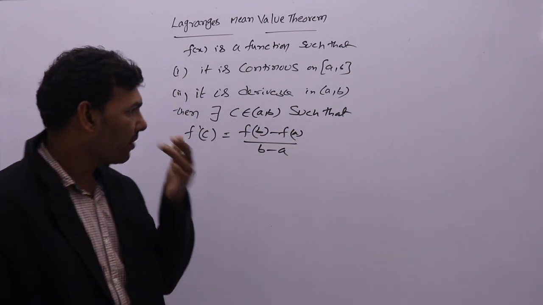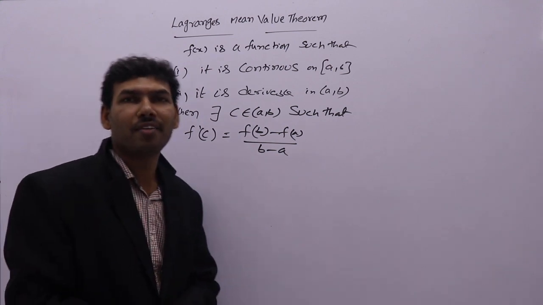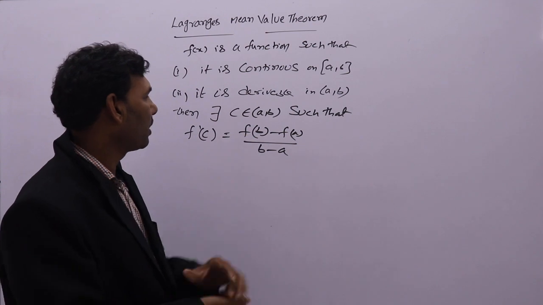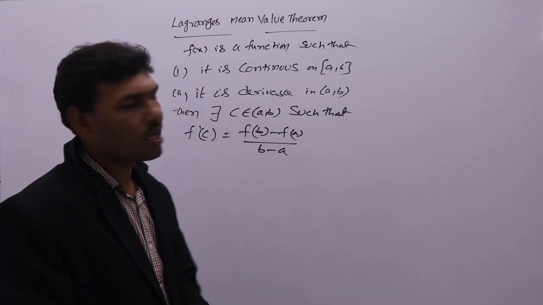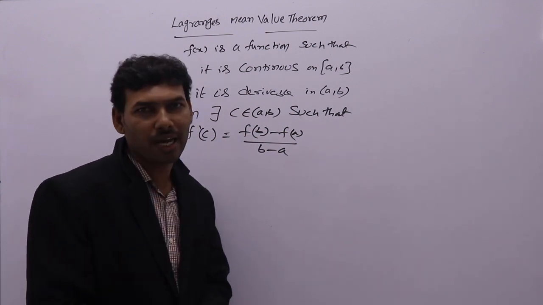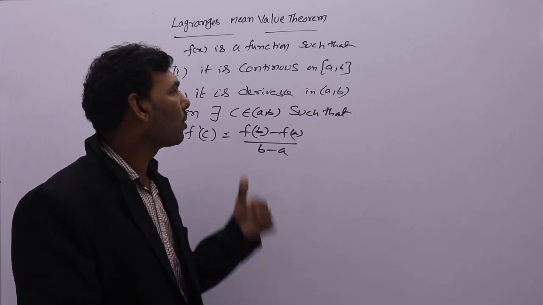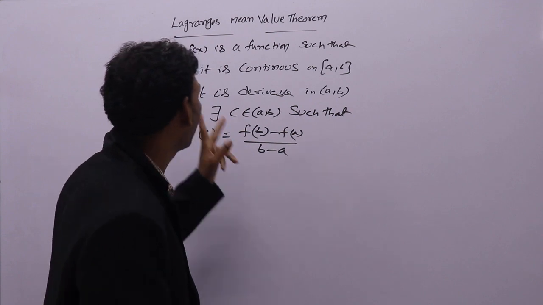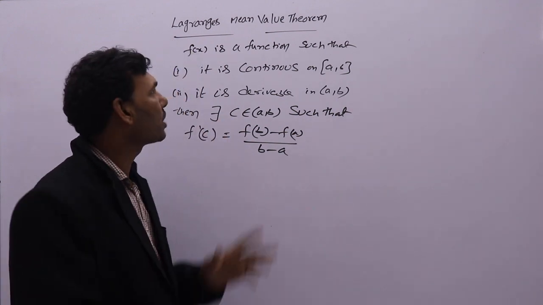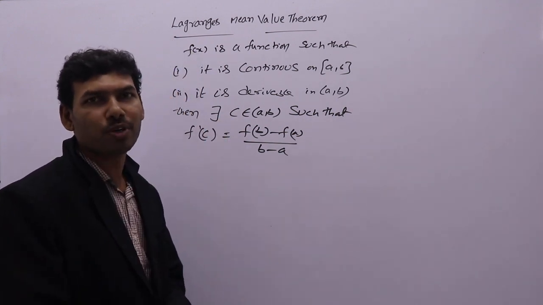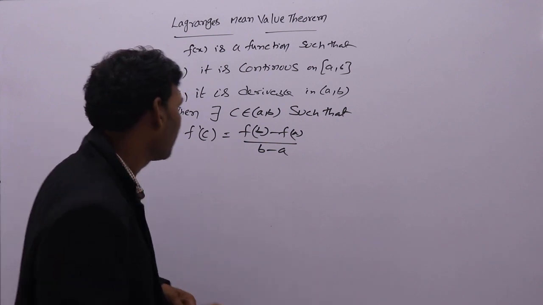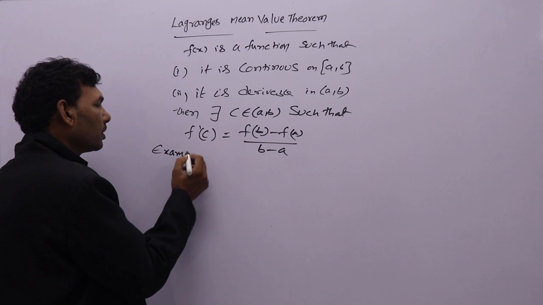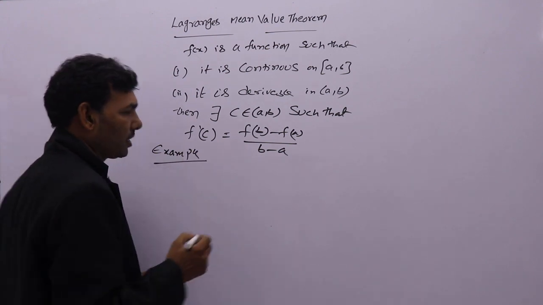In the previous case, Rolle's theorem, f'(c) is 0. Now the f'(c) value will be equal to (f(b) - f(a))/(b - a). In Rolle's theorem we need to check three conditions, but here two conditions are enough to check whether we can apply Lagrange's mean value theorem for the function or not. For that, I am explaining with one example.